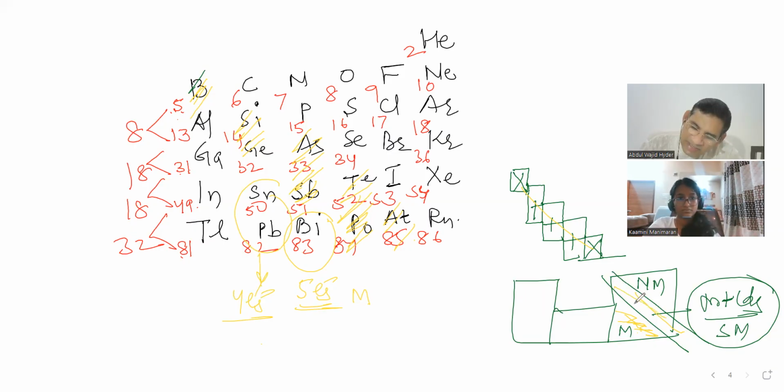Why? Because these elements are placed on the left hand side of this strip there in the periodic table. All those elements which are placed on the left hand side of this strip are metals, and those which are on the right hand side of this strip are called non-metals. Since bismuth, tin, lead are all placed on the left hand side of this strip, that's why they are called metals. Is it okay, beta? Yes, sir.